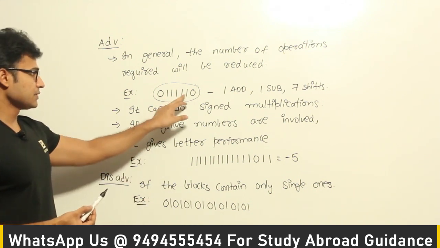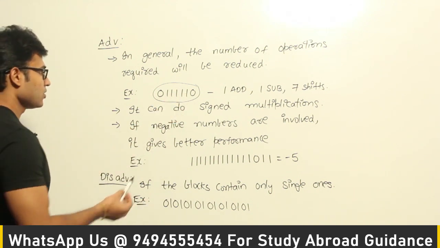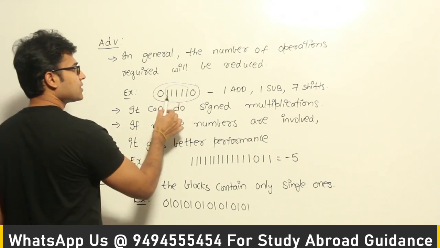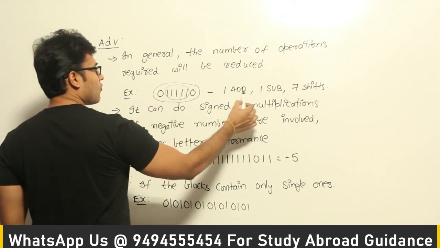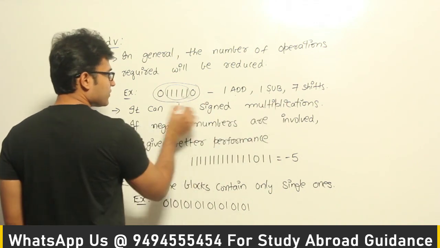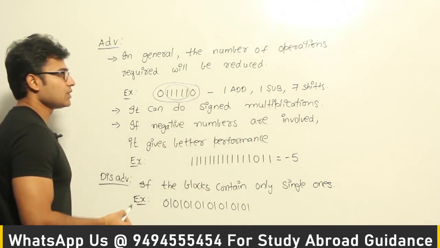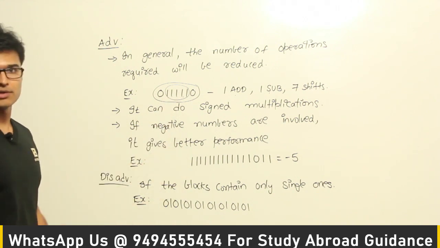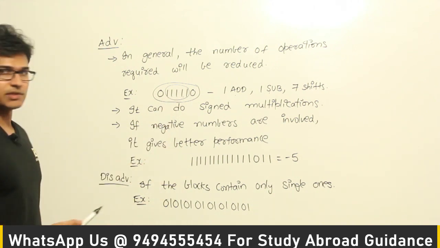For example, in this case, we are going to have one block of ones. So, in this case, we are going to have one addition and one subtraction for this block, and totally 7 shifts for all the numbers put together. See, it need not always be one single block. Till now in the example we have seen only one single block.